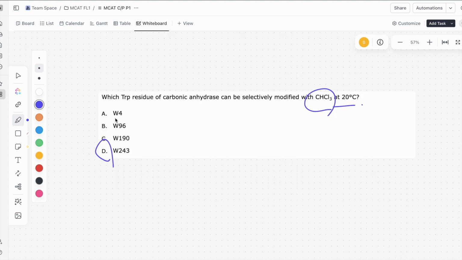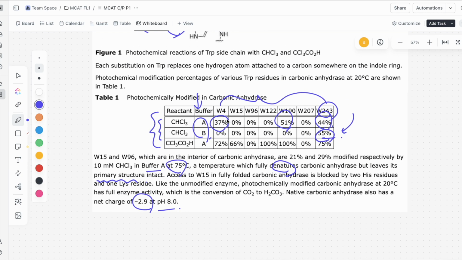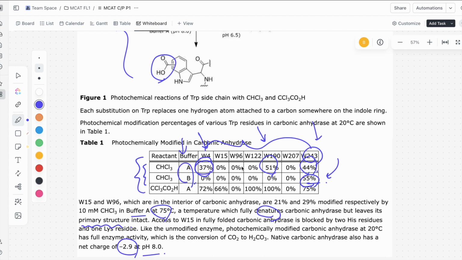I realized I should go over A, B, and C. So tryptophan 4, it's just CHCl3 like I said, tryptophan 4, 190, and 243 with buffer A. You can't selectively modify 4 since if you want to modify 4, you'll have to modify 190 and 243 as well. If you want to modify 96, well, you can't do that with CHCl3 at all since there's no modification across these two conditions.